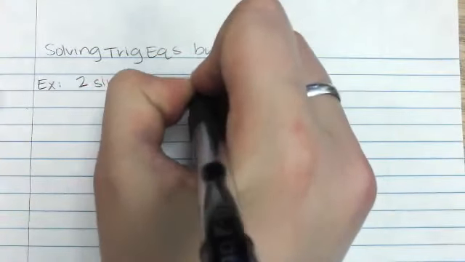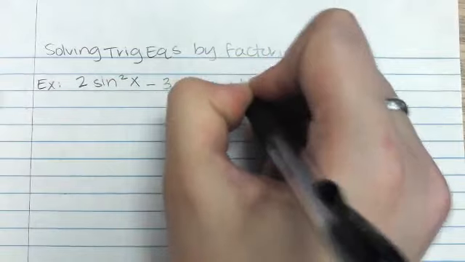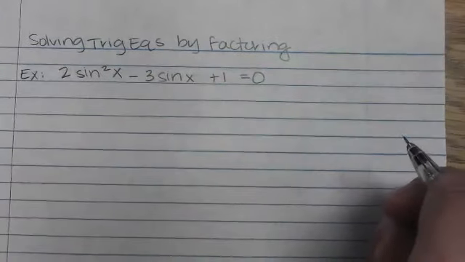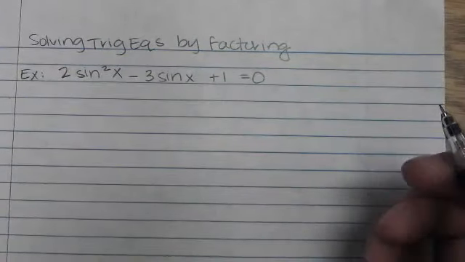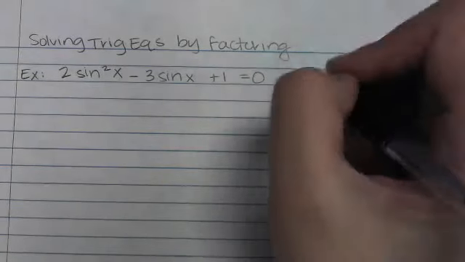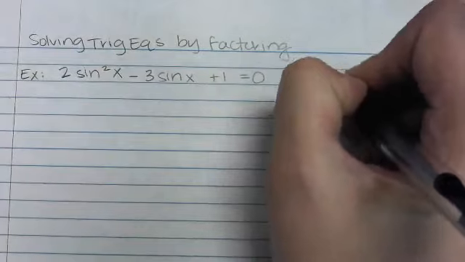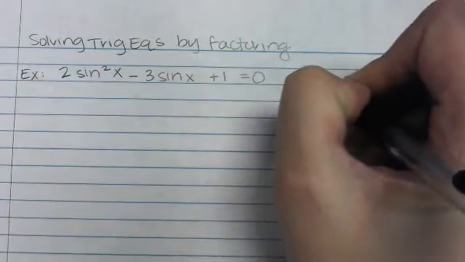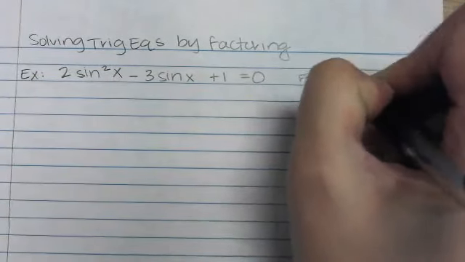Alright, so we're going to say 2 sine squared x minus 3 sine x plus 1 equals 0. And for this one, we're going to find all solutions.